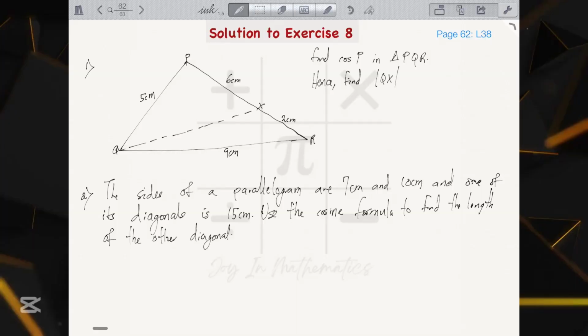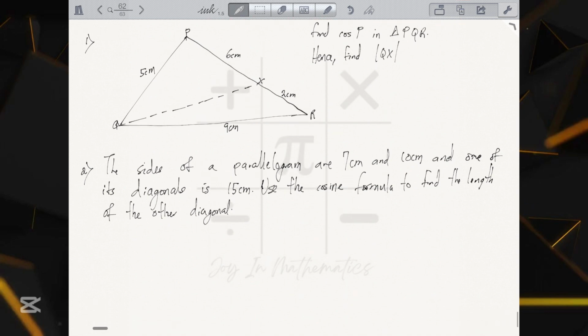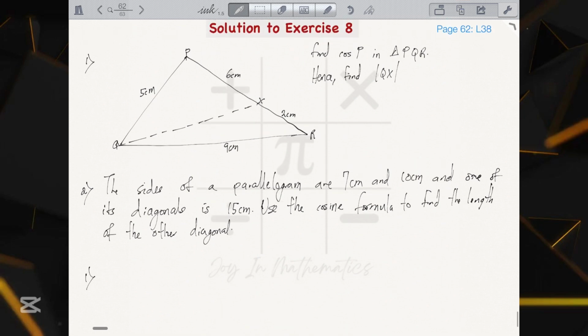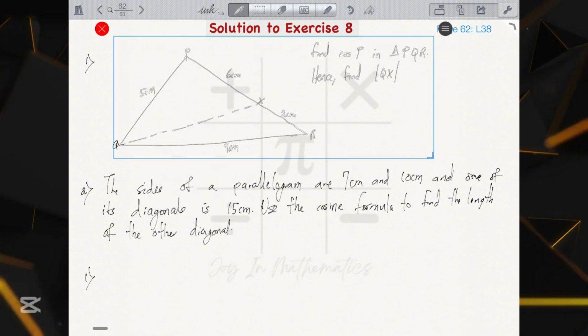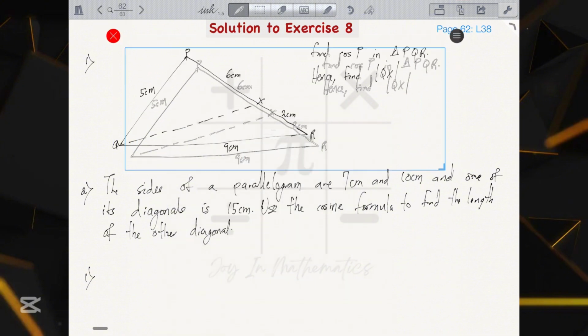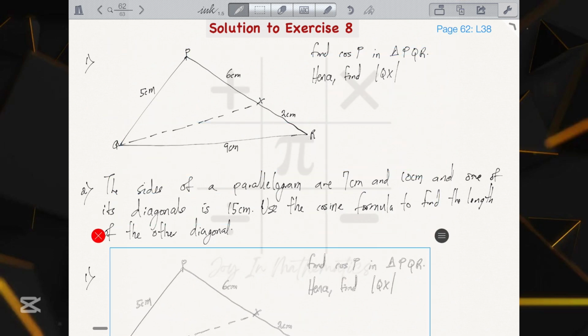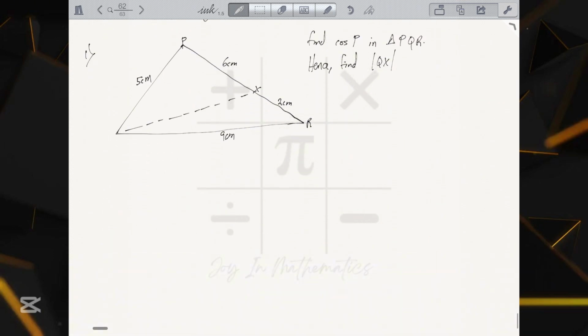Now let's solve the solution to exercise 8 together. Let's begin with question number 1. In question number 1, we are considering triangle PQR. So with this, let's duplicate what we have here and move it downwards for ease. In question number 1 now, we are considering triangle PQR.